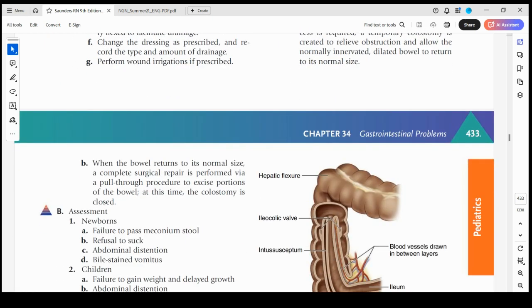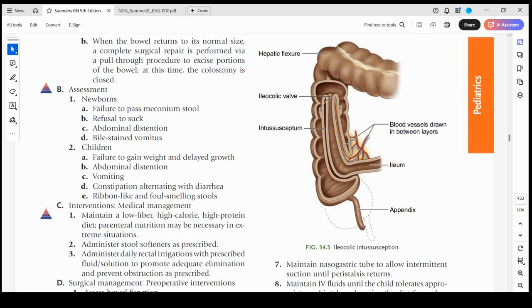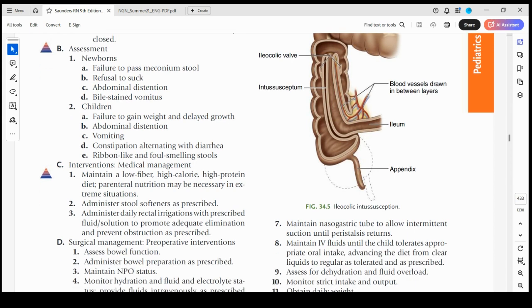It can be mild or moderate. Assessment. All right, so this person would probably be like this at birth. Newborns would have difficulty passing meconium stool, so they fail to pass that very first stool after birth. Refusal to suck or feed. Abdominal distension. Bile-stained vomitus. For children, they fail to gain weight and have delayed growth, abdominal distension, vomiting, and constipation alternating with diarrhea.